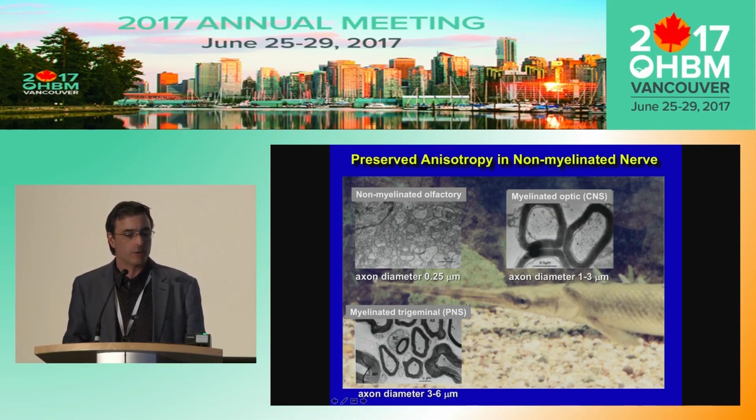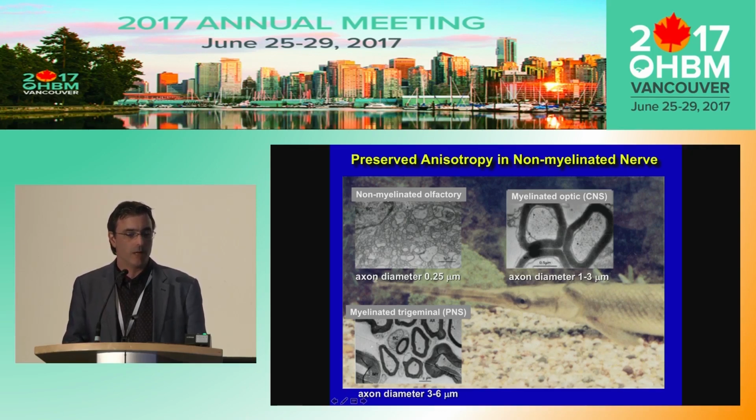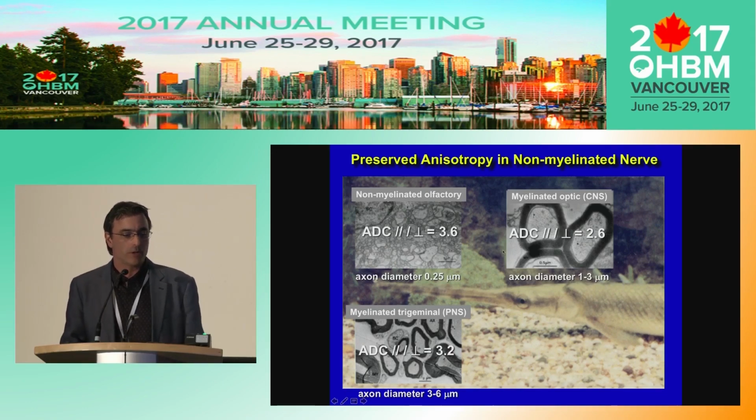Well, because it has this long nose. And what's in that long nose is a non-myelinated olfactory nerve, a myelinated trigeminal nerve, which is a peripheral nerve, and a myelinated optic nerve here, which is a central nerve. They all have different axon diameters and so forth, and you could measure the diffusion properties and compare them and see if you would predict that you would have no anisotropy in this non-myelinated olfactory nerve if myelin was the key.